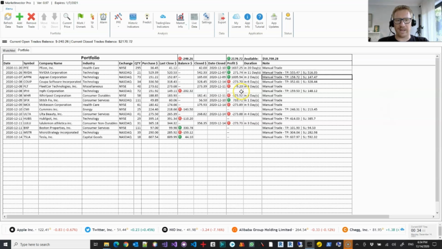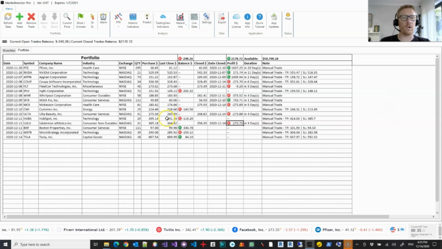Let's talk about what happened. So you will see on the 11th I closed Fleet Core, taking a $9.20 loss. It's fine. Today I closed this one, Coupa Software. We had a loss of $273. On Friday I closed Whirlpool, a loss. I closed Stitch Fix, which was a win, so 700, and oh sorry, that was on Thursday actually, so never mind that. I also closed this MCK, McKesson Corporation, loss. Same story for Ulta Beauty, loss, and same story for Lululemon.